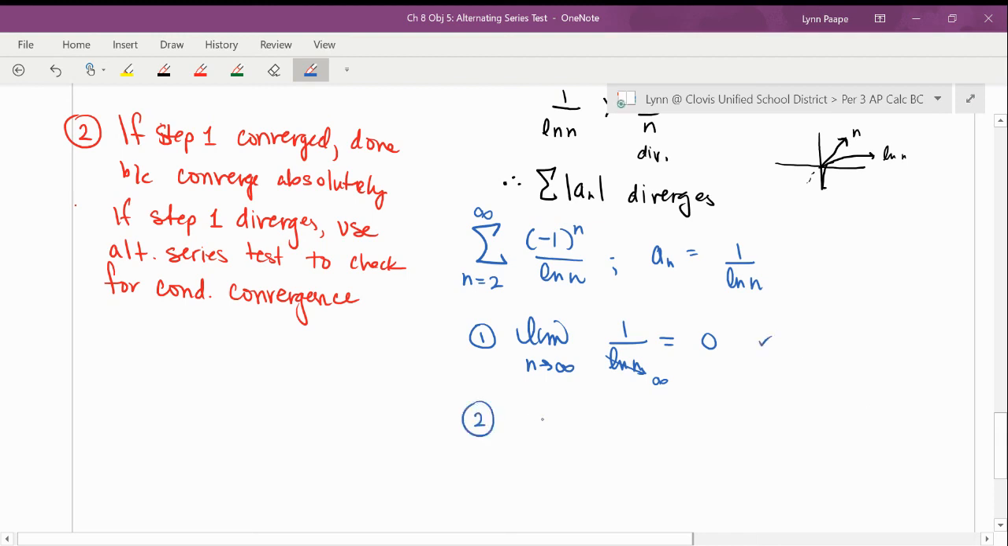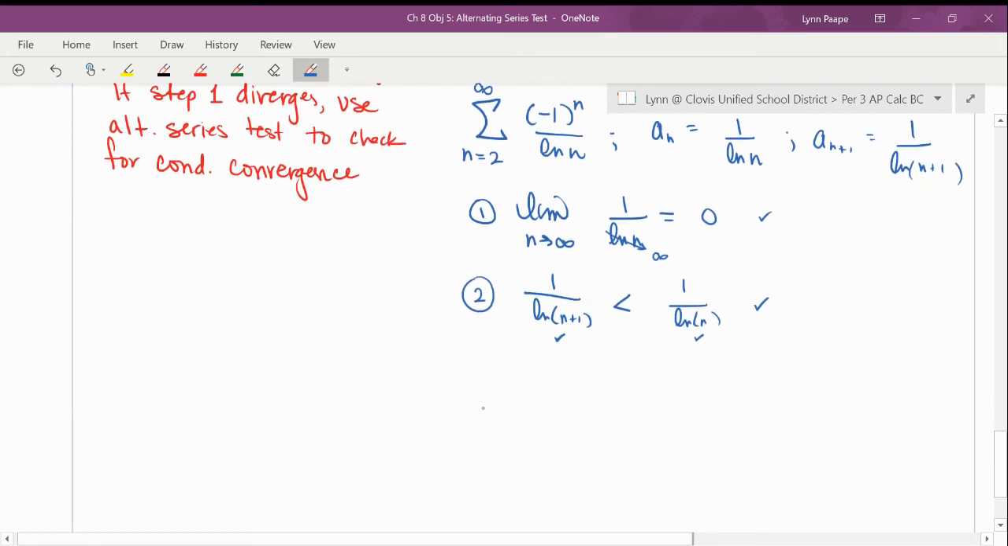Then the next thing I want to check is, do the terms decrease? So I'm going to take 1 over the natural log of the n plus 1 term. Let me write that one up here. Replace n with n plus 1, and I want to compare that with 1 over the natural log of n. This denominator is bigger than this denominator, and the bigger the denominator, the smaller the fraction. So the terms are decreasing. Excellent. Because they are decreasing, we can conclude that the alternating series is conditionally convergent.